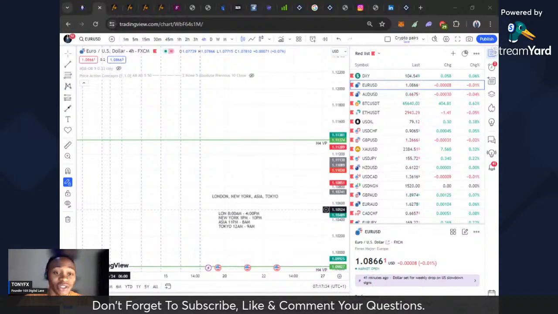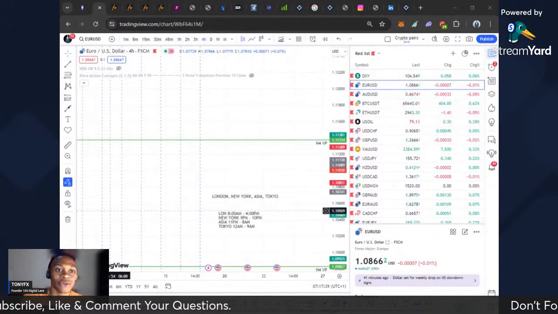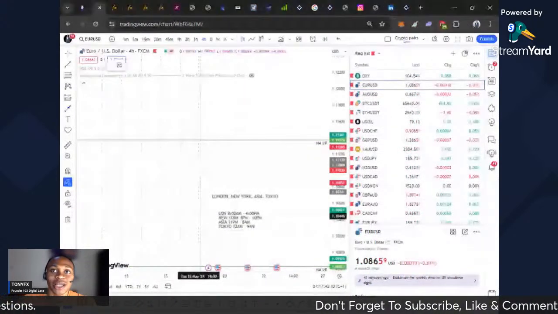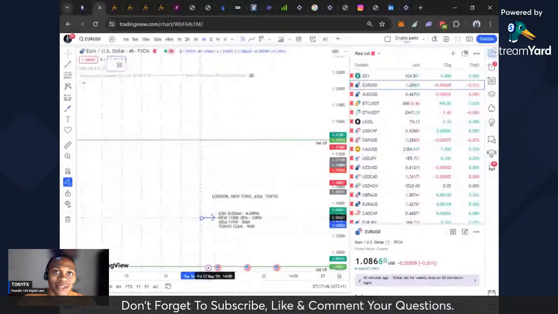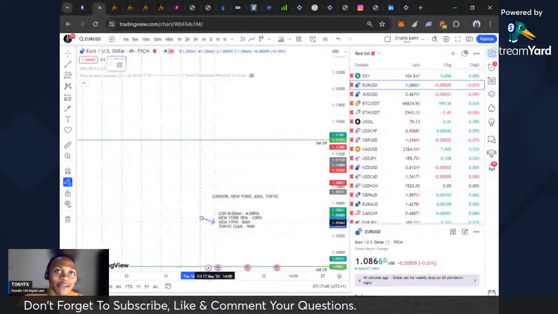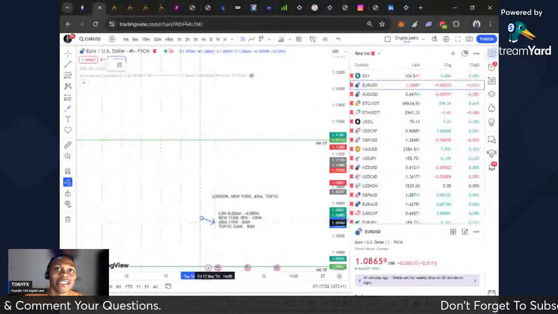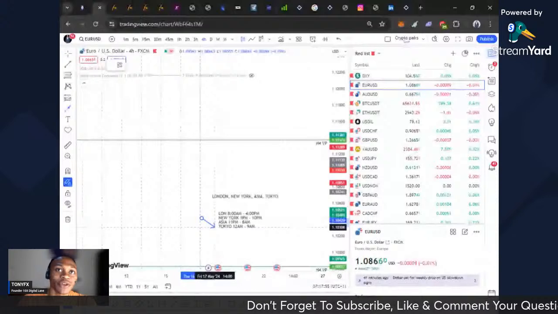Before we go into actual trading, analyzing the market, fundamentals and technicals. So New York session as well, I already explained this before. It starts by 1 p.m. West African time and ends by 10 p.m. West African time. Asian session starts by 11 p.m. and ends by 8 a.m. Okay, and Tokyo starts by 12 a.m. and ends by 9 a.m.